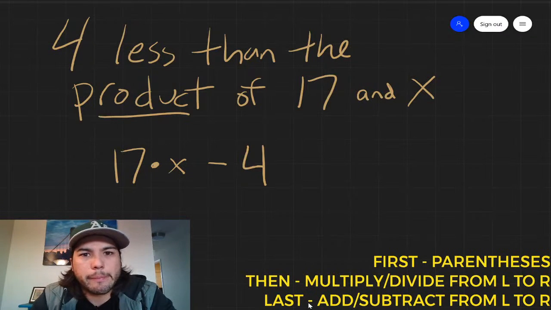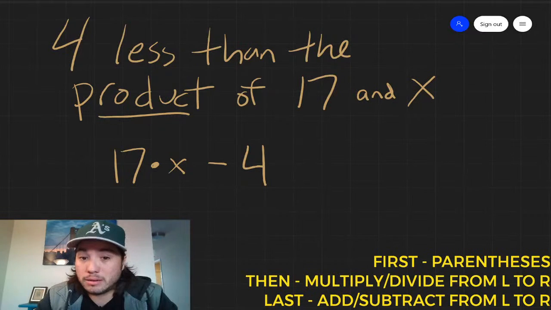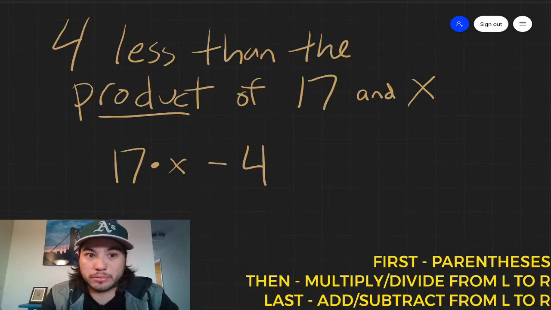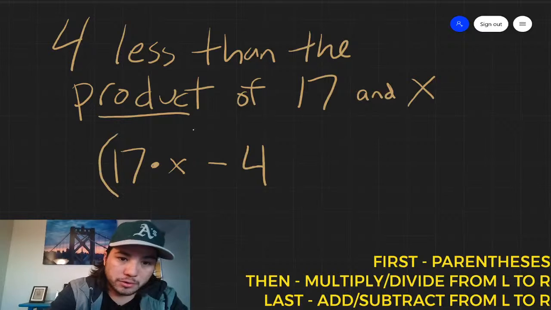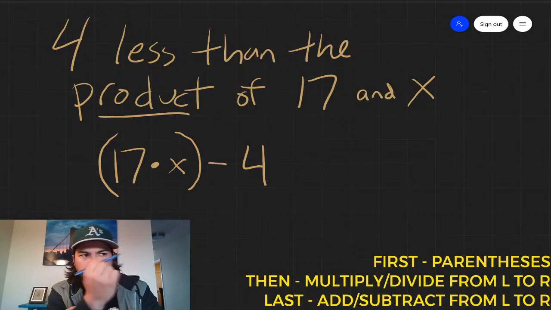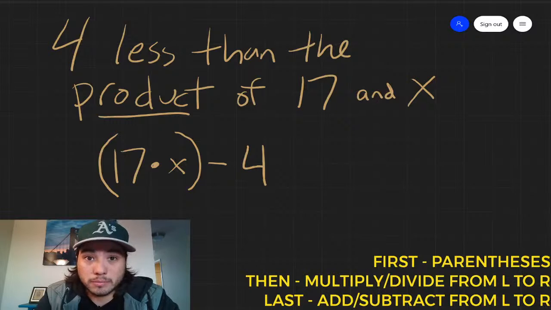What do we think? Do we need parentheses? Now, in this case, we don't need parentheses, but it doesn't change anything to add parentheses here because we are doing multiplication first. In our order of operations, we do multiplication before we subtract. So whether the parentheses are there or not, we're going to multiply first. But parentheses just make things that much more clear.